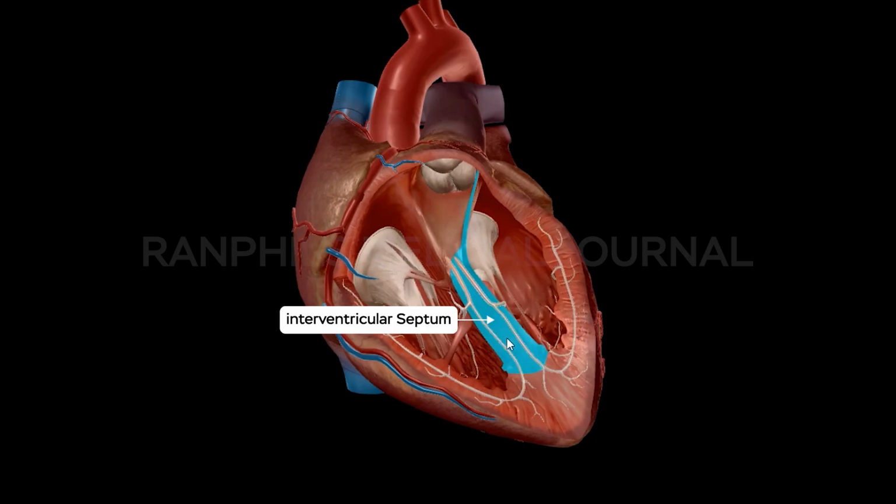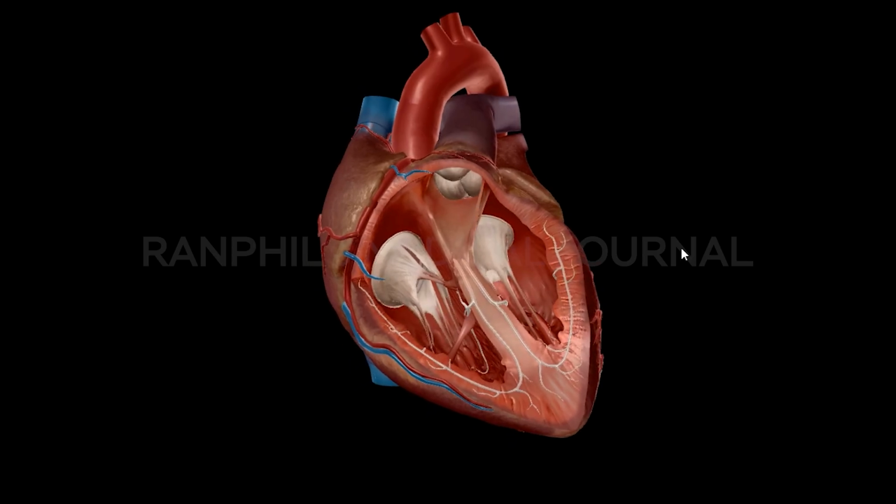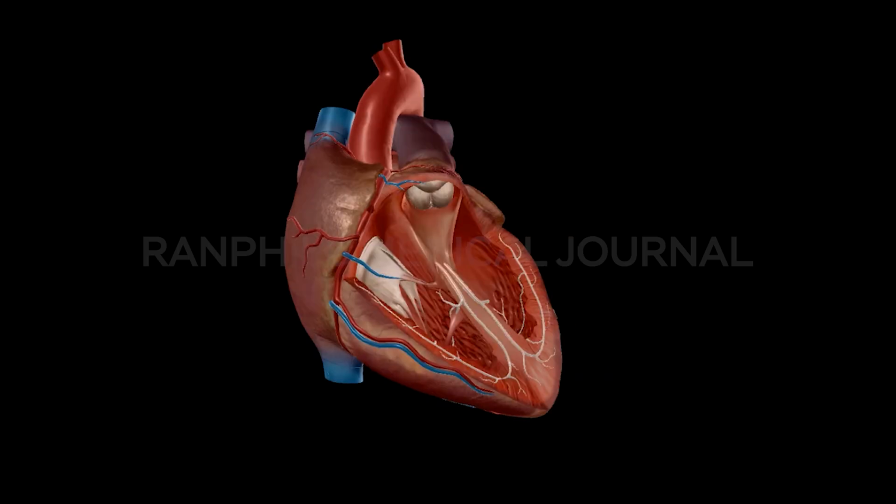This is the interventricular septum, which separates the right ventricle from the left ventricle. It prevents the mixing of deoxygenated blood in the right ventricle with oxygenated blood in the left ventricle. We also have the interatrial septum, which separates the right atrium from the left atrium. I can't really point it out in this 3D diagram, but it prevents the mixing of deoxygenated blood in the right atrium with oxygenated blood in the left atrium.